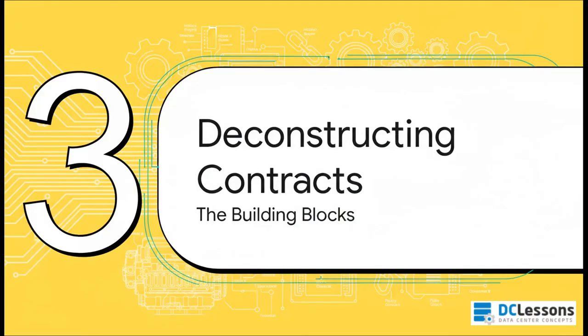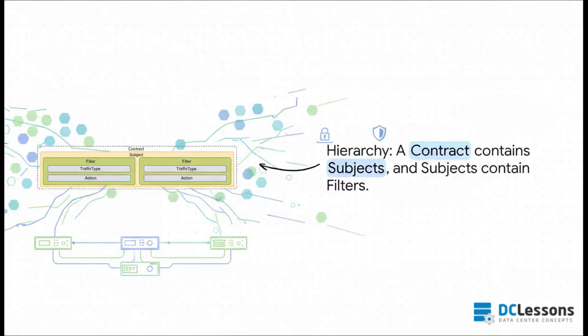Okay, we get the provider-consumer thing. Now let's really get into the weeds. We're going to pop the hood on a contract and see what makes it tick. It's actually pretty straightforward when you see it laid out like this. At the very top, you've got the contract itself. Nestled inside that, you have one or more subjects. And then inside each subject, you have one or more filters. The way to remember it is this. Filters define what traffic is allowed, and subjects define the direction of that traffic.